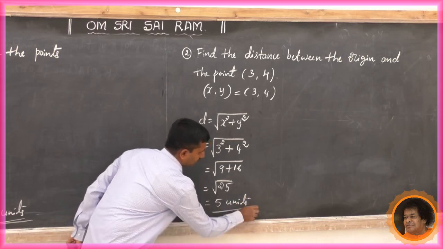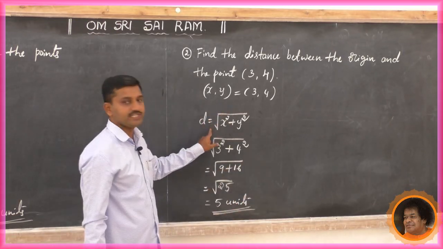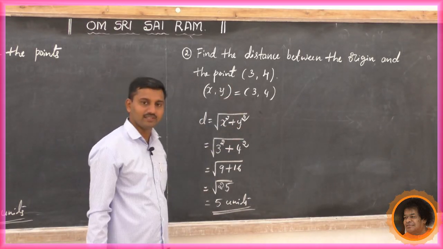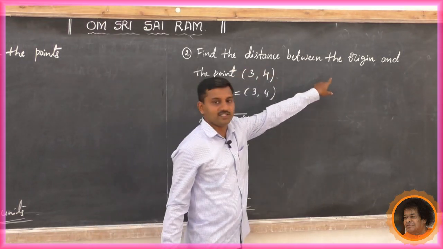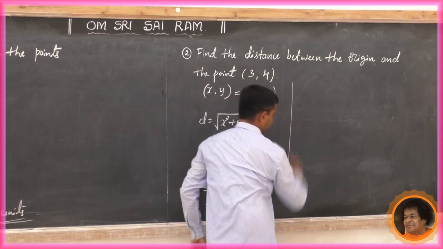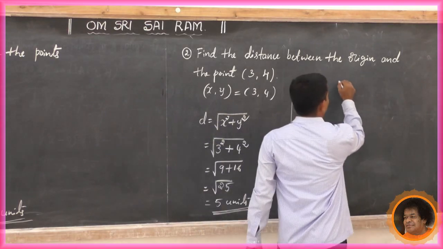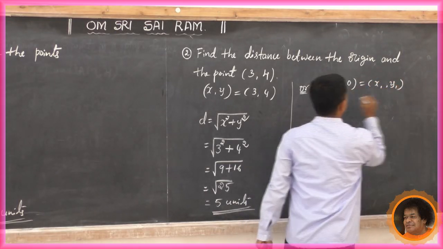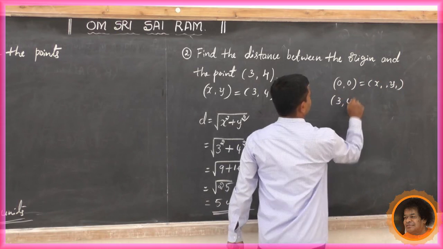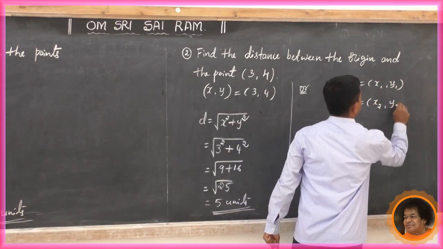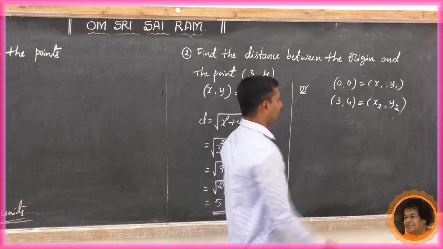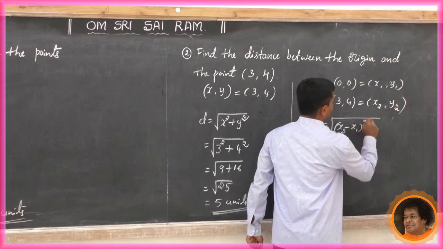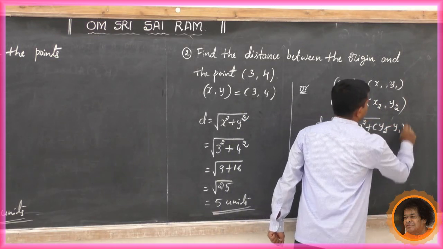From the origin, what is the distance? D equal to square root of x square plus y square. Or another method: from the origin, (0, 0) are the coordinates, that is x1, y1, and the second point, that is coordinate (3, 4), x2, y2. By using the distance formula we find the distance. So d is equal to square root of (x2 minus x1) whole square plus (y2 minus y1) whole square.